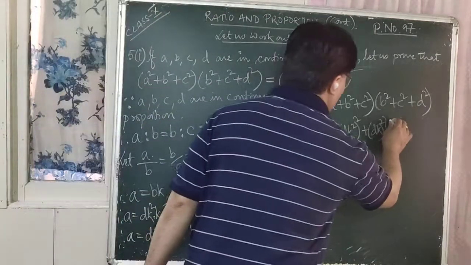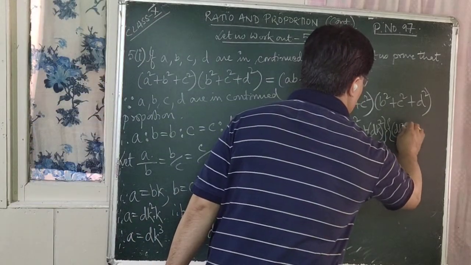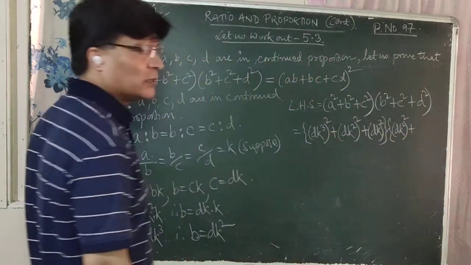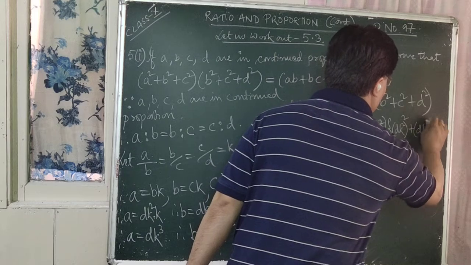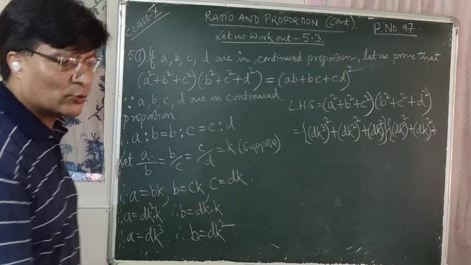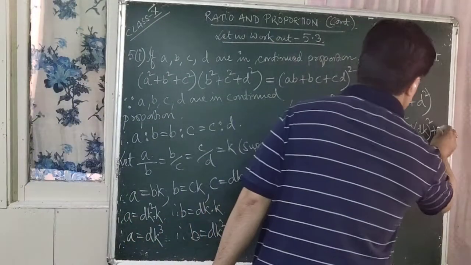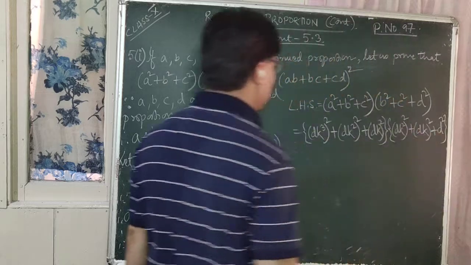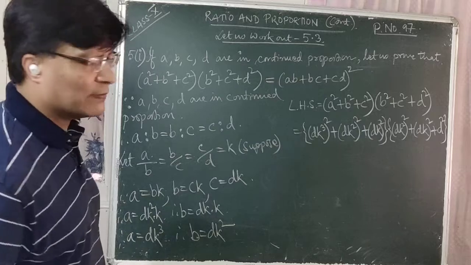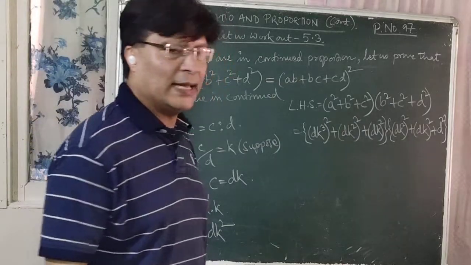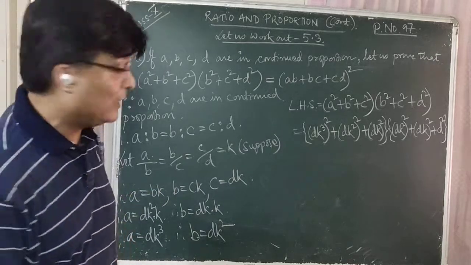So similarly, what is B whole square? What is B square? DK square whole square, plus what is C square? DK whole square, plus what is D square? It remains the same because we don't have the value for D out here, so it is D square. Second bracket is closed. So now I think you have understood it. We are just putting the values of A, B, C and D. That means D remains the same. Only you have to put the values for A, B and C.